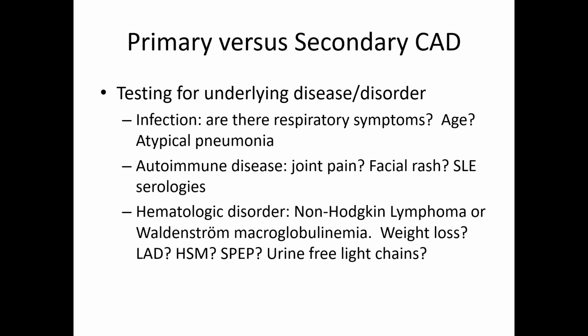And then obviously hematologic disorders, things to consider including non-Hodgkin lymphoma or Waldenström's macroglobulinemia. Do they have any B-type symptoms including weight loss or lymphadenopathy, hepatosplenomegaly, and what's been going on in their urine, and taking a look at light chains, or in their plasma looking at SPEPs.